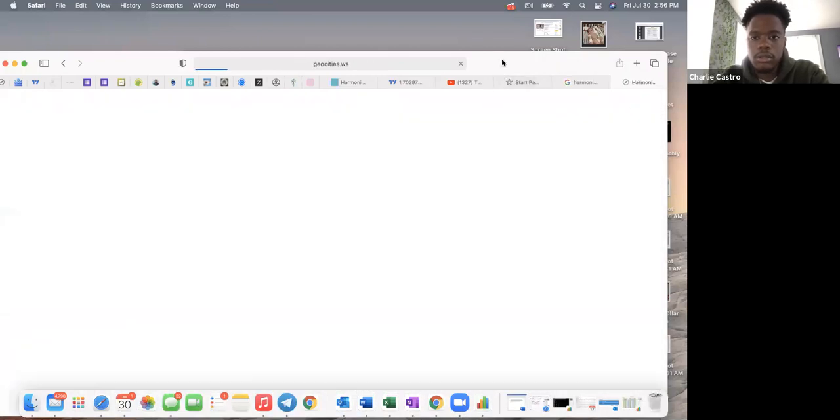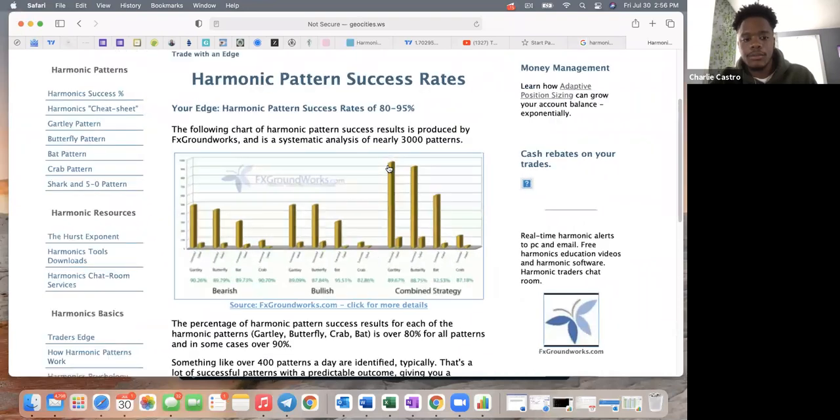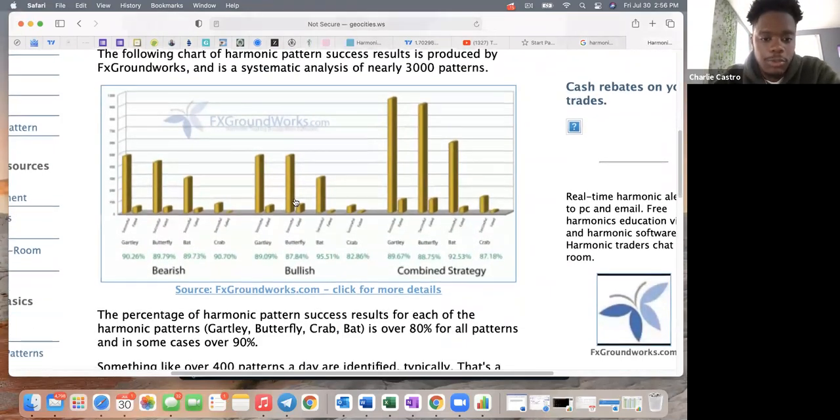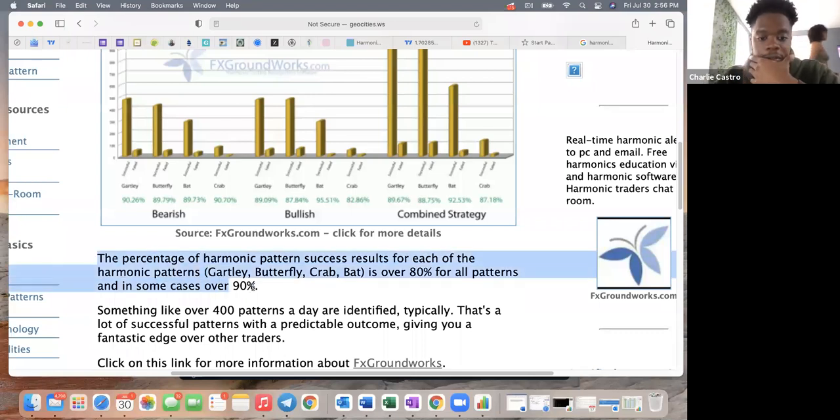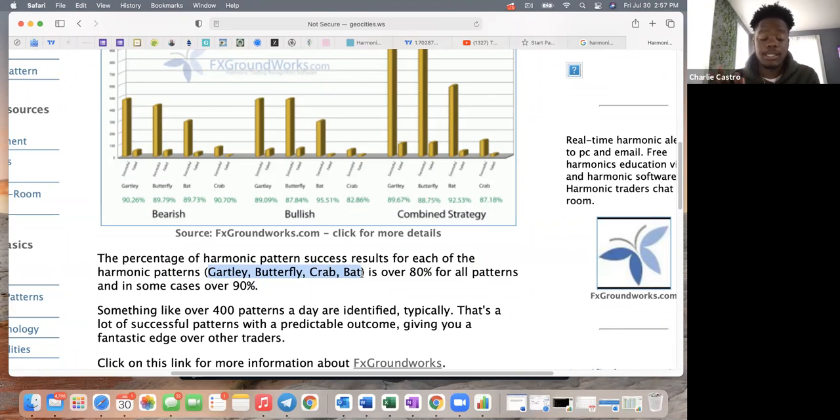So there's different percentages for each pattern. It's not really the main focus when using this, but this is really good. We're really talking percentages and success rates. Each pattern has a different overall percentage. So you can see here the percentage of harmonic pattern success results for each of the harmonic patterns, right? Gartley, butterfly, crab, and bat. They all give you over an 80% success rate, which is really, really good. However, in some cases they can give you over 90%.